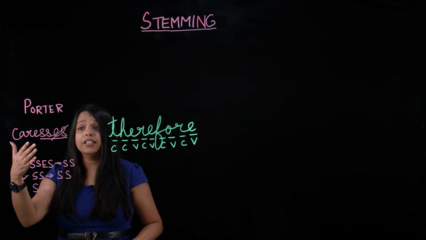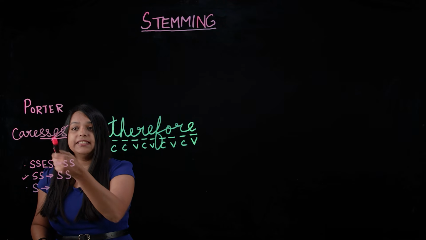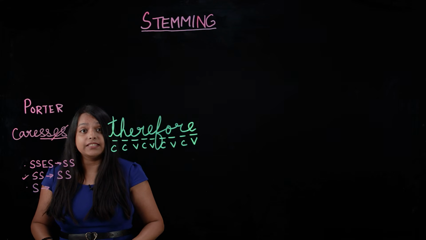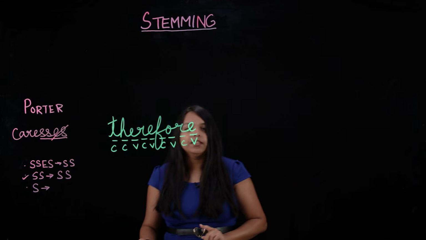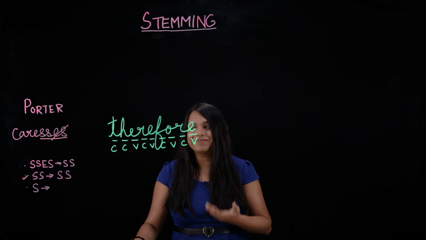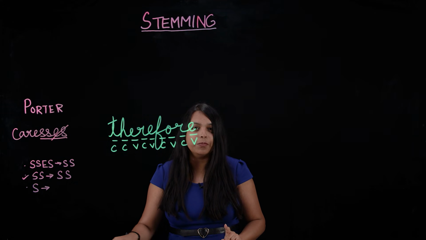Let's say instead the word was caress. In that case, SS would stay the same, which is again caress, which is also correct. However, nothing in life is perfect, and the same goes for the Porter stemmer. Let's look at one example which showcases the limitation that the stemmer has.